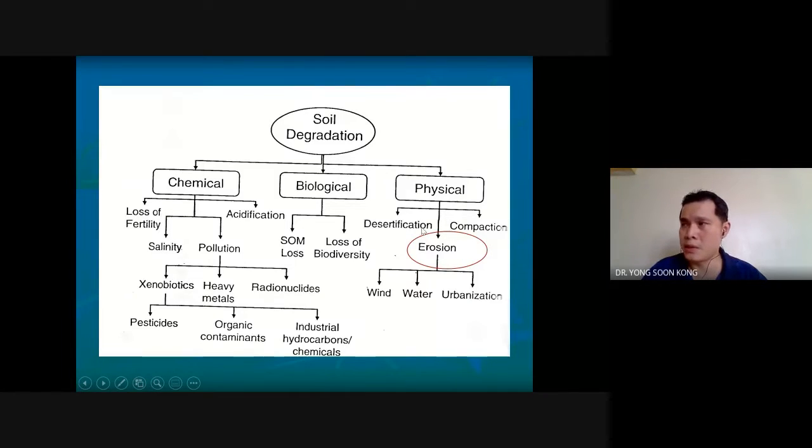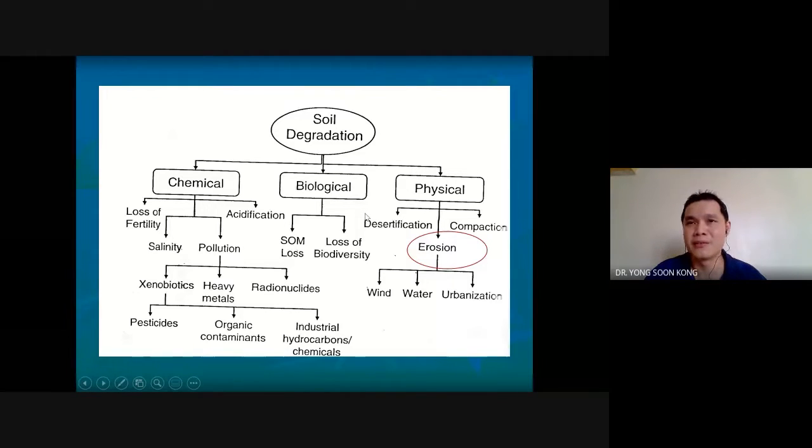Desertification means the conversion of a fertile land into desert. Desert is primarily mineral soil. You cannot say that it's sand. Desertification means that there's no organic phase at all, only mineral. What you can see in Saudi Arabia, that's one. But why we're not going to concentrate on desertification is that I don't remember Malaysia having any desert.